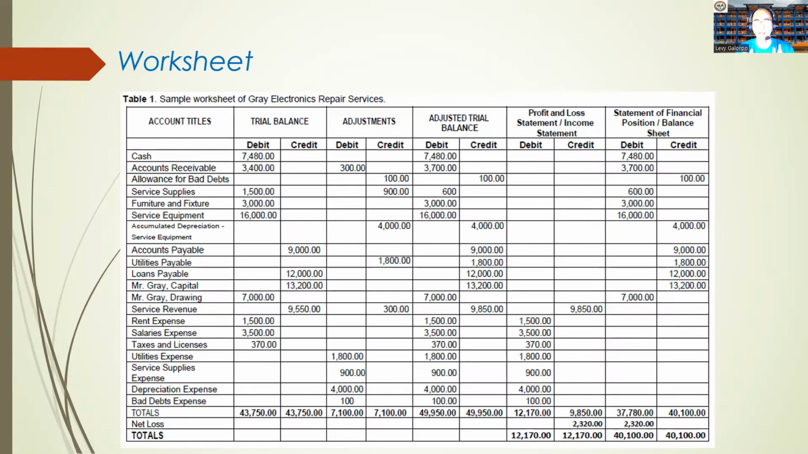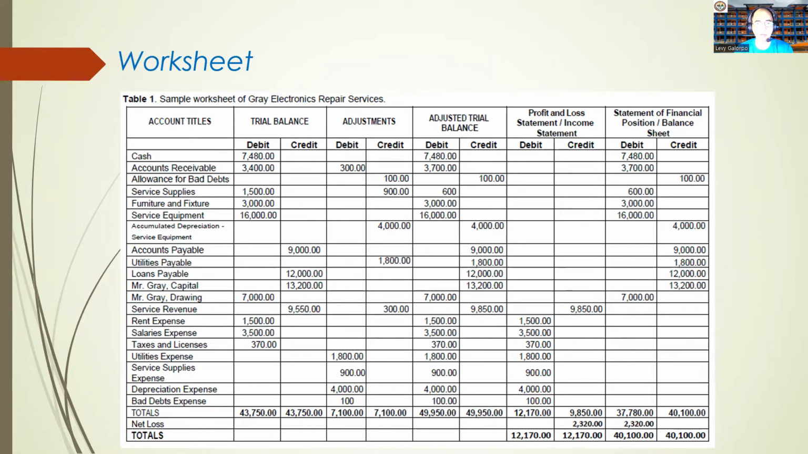Makikita natin dito sa worksheet na ito yung unadjusted trial balance, tapos yung ginawa nating adjustment, pagkatapos yung adjusted trial balance. Paano tayo nag-arrive doon sa adjusted trial balance? Ito ay simpleng plus minus lamang mula doon sa unadjusted trial balance doon sa adjustments.